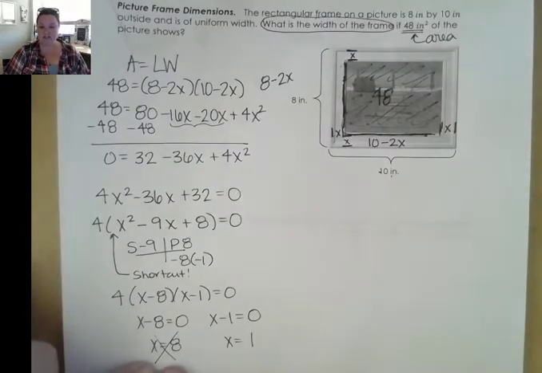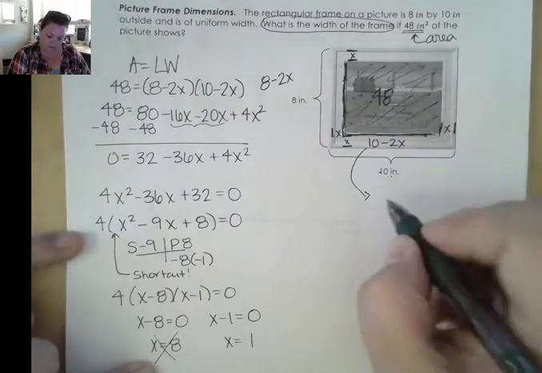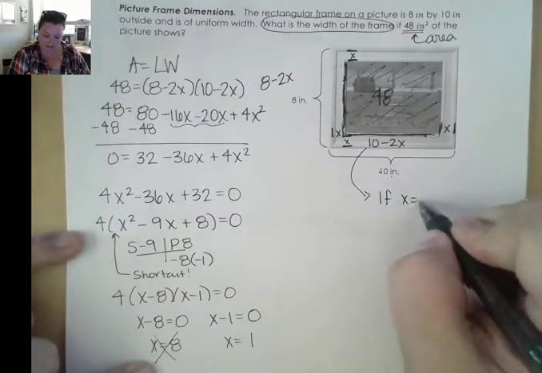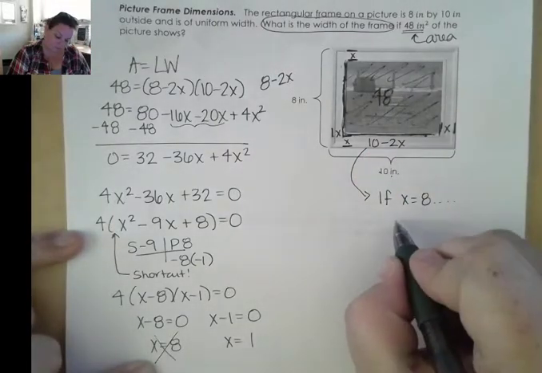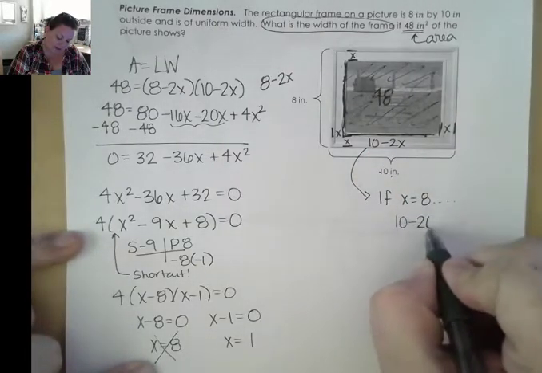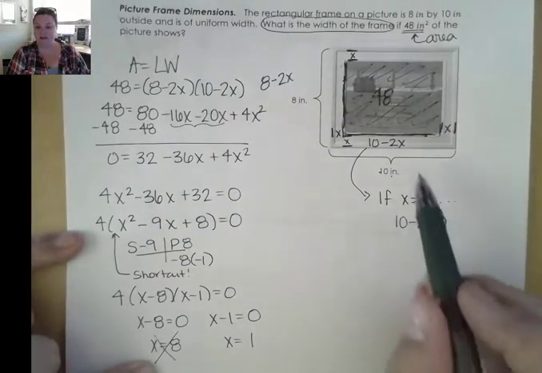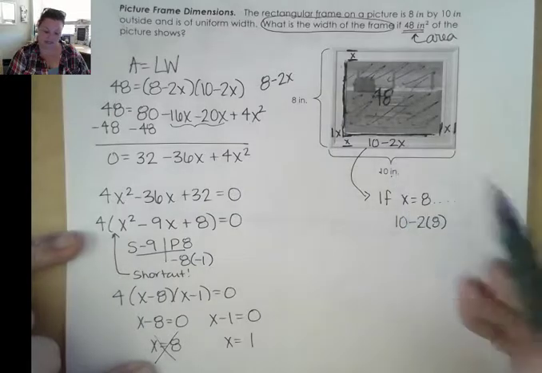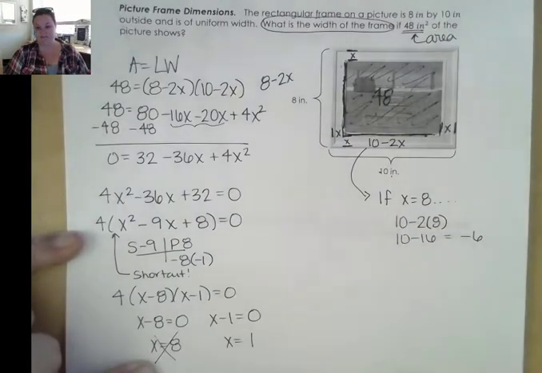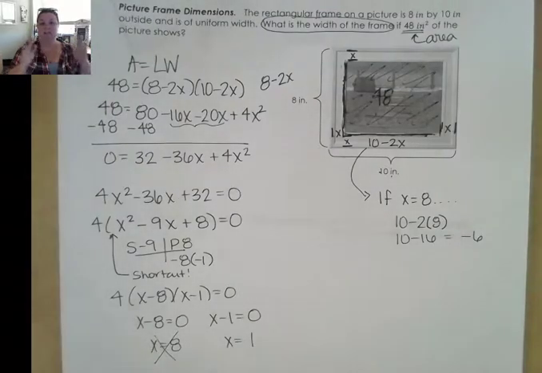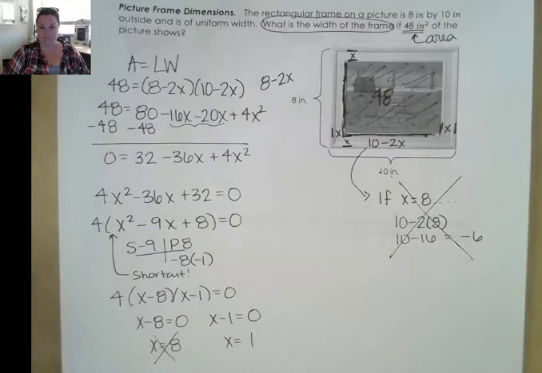Another way to check it is you could plug it into our picture distance, right? So our picture distance, I'm just going to say if x equaled 8, then this width right here, 10 minus 2x, or 10 minus 2 times 8, right? Just plugging in x equals 8 here, we get 10 minus 16, which is negative 6. And it's not possible to have a negative width of a picture, okay? So again, we know that doesn't work, okay?